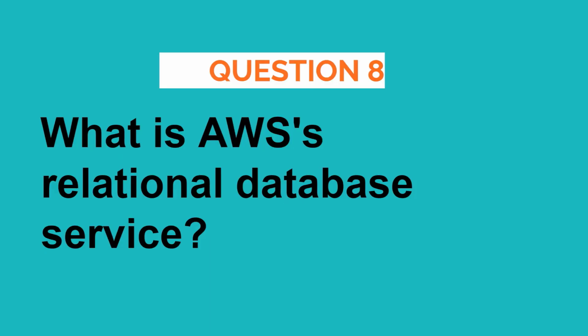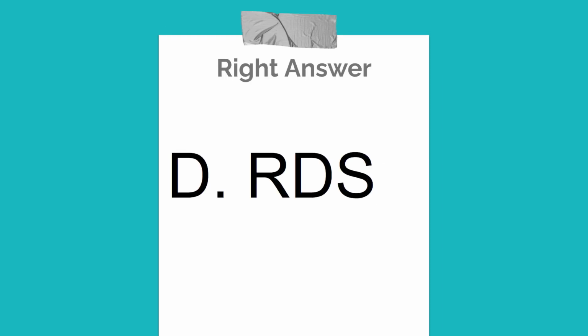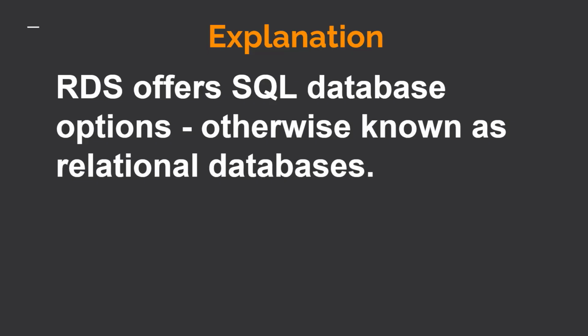Question 8. What is AWS Relational Database Service? Option A. Redshift, B. DynamoDB, C. Elasticache, D. RDS. Right answer is D. RDS. Explanation. RDS offers SQL database options, otherwise known as relational databases.